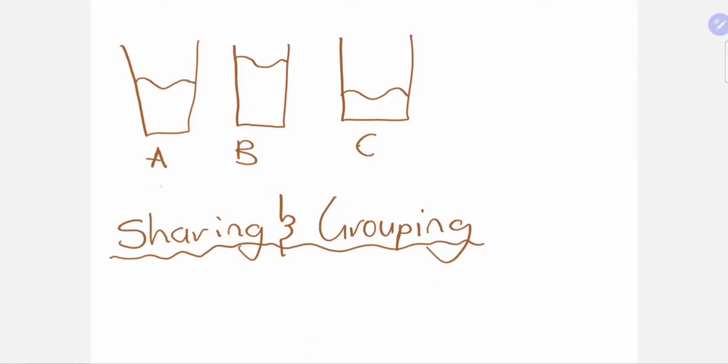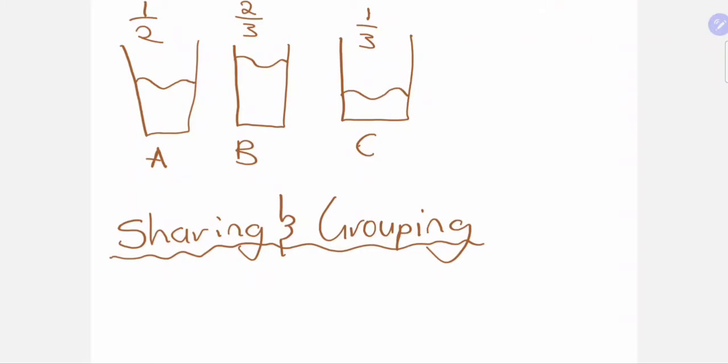We can look at class A. Class A has half amount, is half full, right? Class B is, I would say, 2/3 full, right? Two out of three, 2/3 full. And class C is probably just 1/3 full.